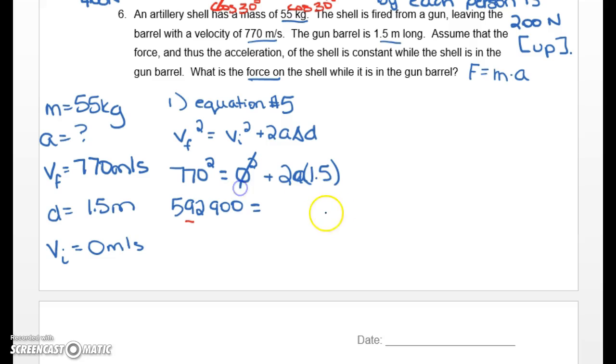0 squared is just 0, so we can forget about that. And then I'll clean this up here as well. We have 2 times 1.5, which is 3, but we write it as 3.0 because of our sig figs. We have 2 sig figs in the 1.5, so our answer here should have 2 as well.